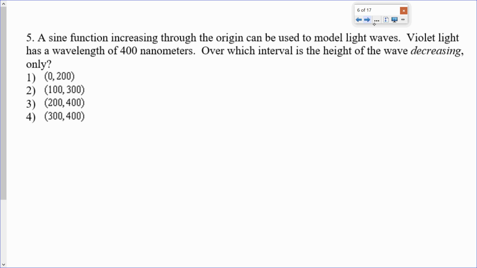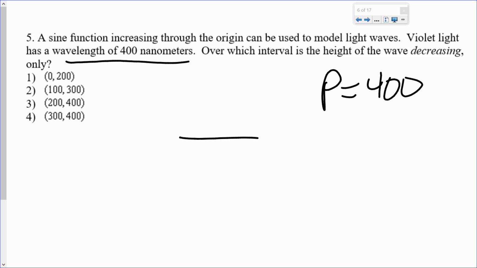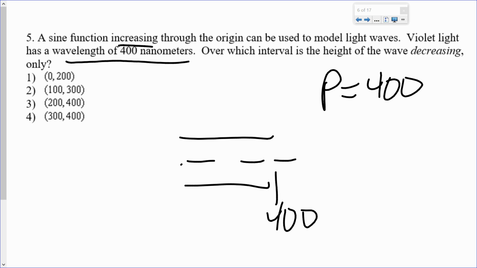A sine function is increasing through the origin, can be used to model light waves. Violet light has a wavelength of 400. Wavelength is another word for period, so the period is 400. So let's draw my little picture. I know that the period is 400. It's a positive sine wave. Well, it's a sine wave increasing through the origin, which means it's going up first.